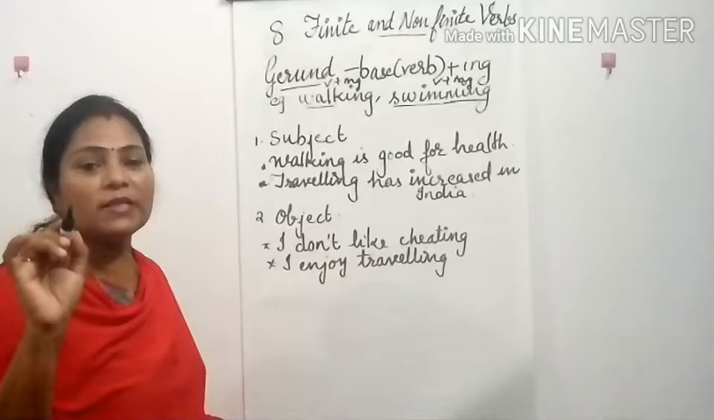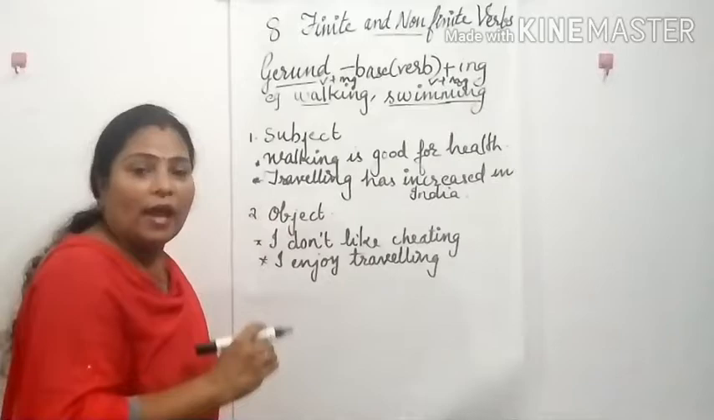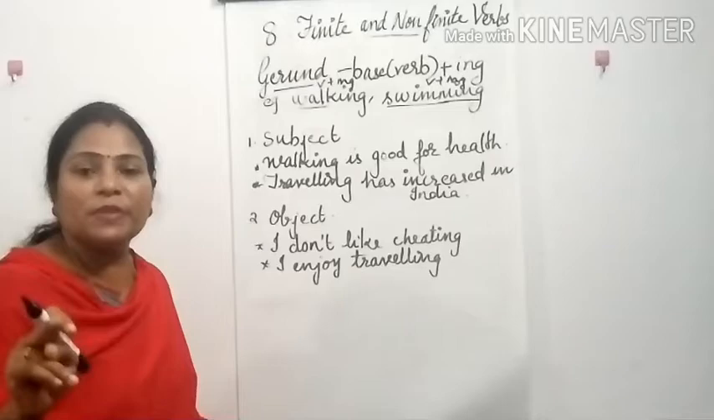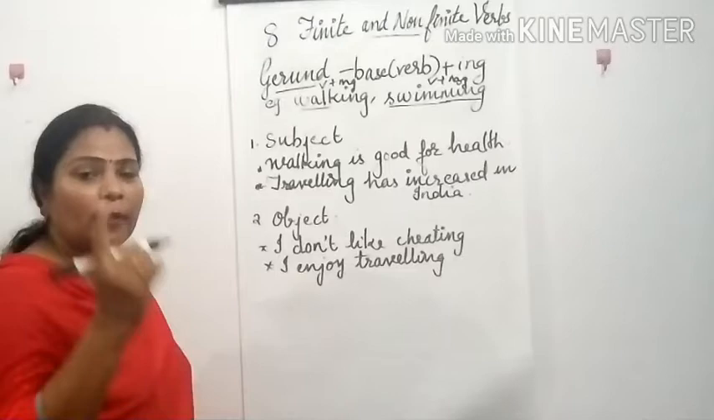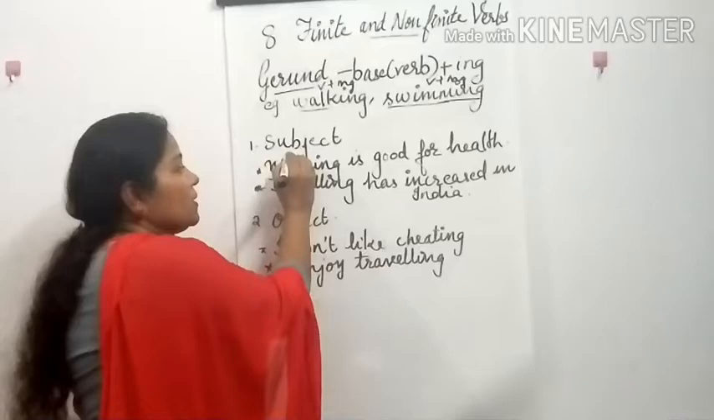Now, gerunds can act as subject in the sentence. It can also act as object in the sentence. Okay, in the sentence, the subject is the one about whom we are talking. For example, walking is good for health. Here, walking has a verb plus ing. Verb plus ing is a gerund.